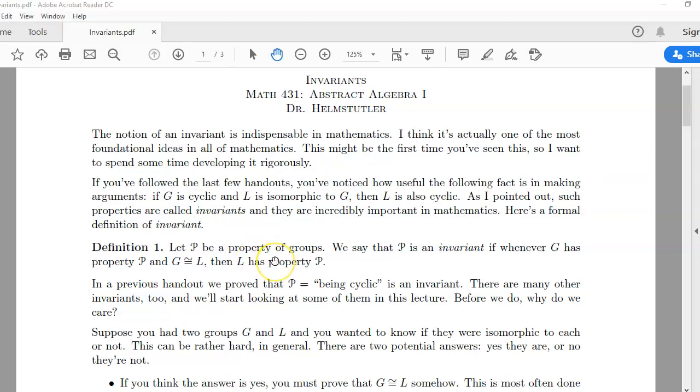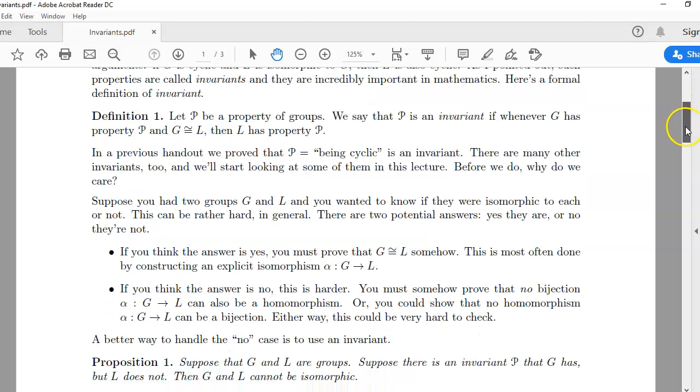Okay, so let P be a property. Not all properties are invariants. Some are. We say that P is an invariant if whenever G has property P, and you know that G is isomorphic to L, then L also has to have property P. That's what makes a property an invariant, when it satisfies this rule. When G has it and L is isomorphic to G, then L also has it. All right? And as we proved before, the property of being cyclic is an invariant. There are lots of other invariants, but let's talk about why you care. That might not be obvious.